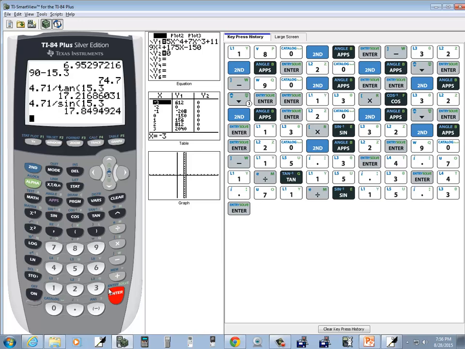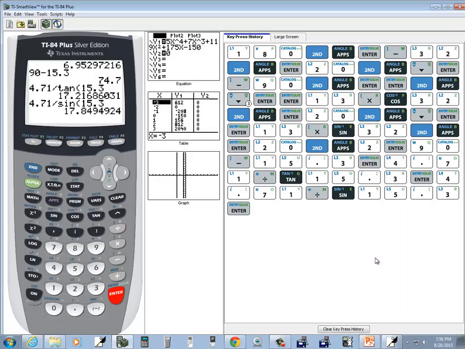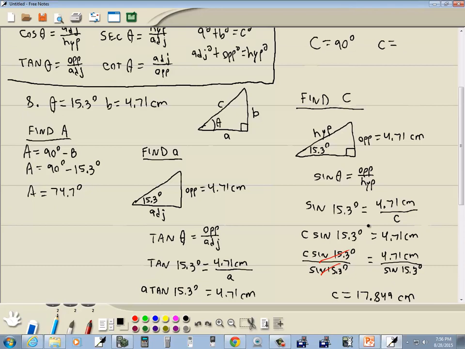and then press enter. If you're getting different values when you're plugging in the same thing, it probably means you're in radians. So I get 17.849, I'll take it to 3 decimal places. What are we doing with centimeters? Okay. So C is equal to 17.849 centimeters.